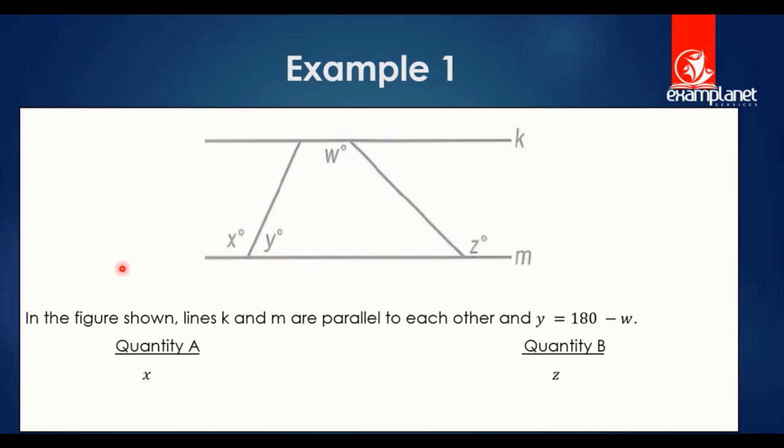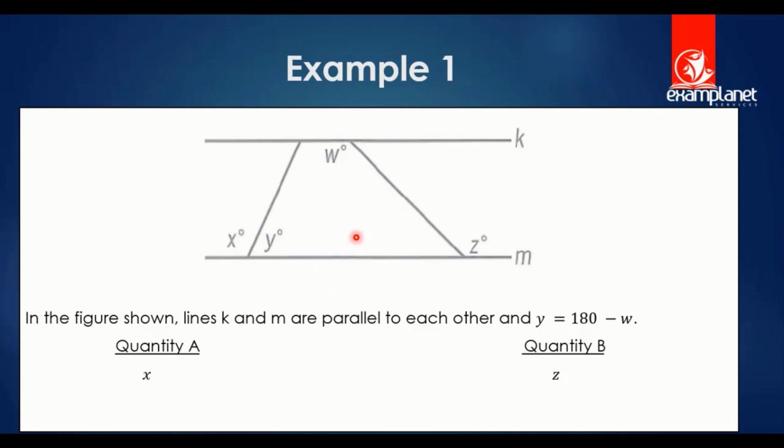Now this question 1 has a figure here. As you can see, in the figure shown, lines K and M are parallel to each other, and Y is equal to 180 minus W. Quantity A: X. Quantity B: Z. Try to look at everything we've talked about under these lines, angles, and polygons. Remember the alternate, the corresponding, and all that, and look at this question. You can pause the video, try to solve it by yourself, and then continue the video to see the solution.